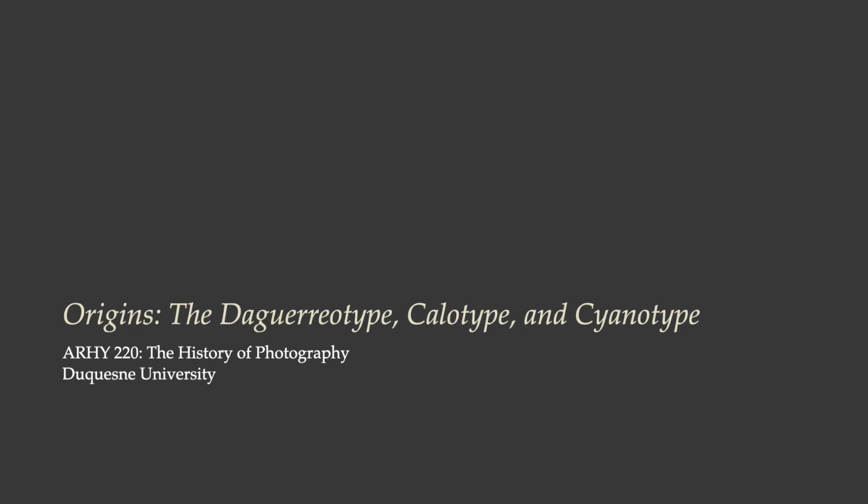We're looking today at the origins of the medium of photography. We'll focus on the media of the daguerreotype, the calotype, and the cyanotype, which were all early ways of making photographs from the 1830s to the beginnings of the 1840s.